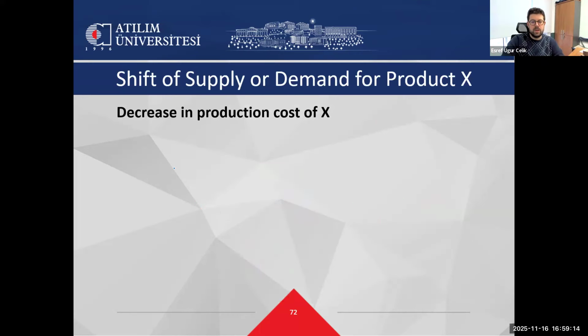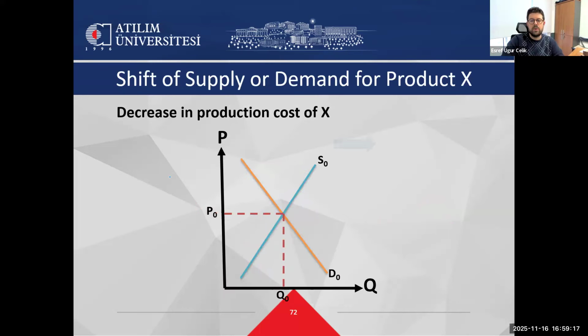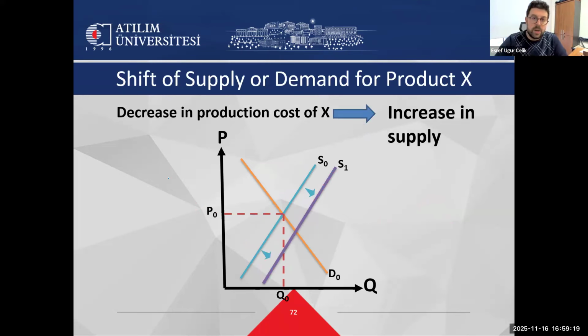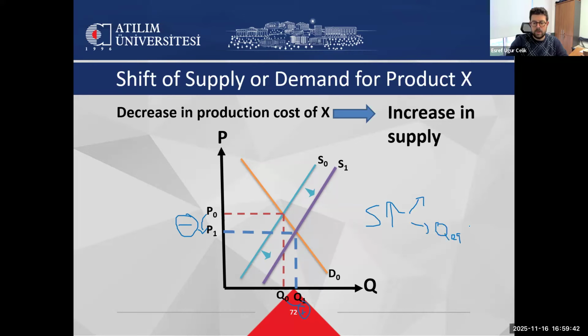What happened? A decrease in production cost of X means that we can produce more, so the supply curve is shifting to the right. When the supply curve shifts to the right, there's a decrease in price, but this time there's an increase in quantity. So when supply increases, it means that the quantity of equilibrium increases, but the price of equilibrium decreases. Okay.